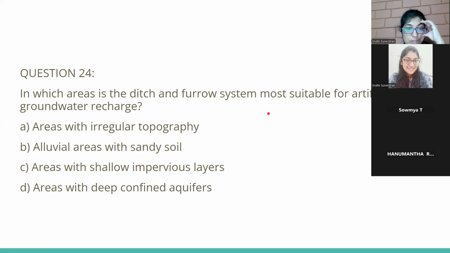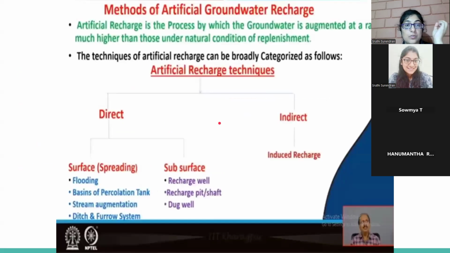I don't think you'll know those answers, so I'll move directly to the explanation. There are different methods of artificial recharge techniques, direct and indirect. Indirect has the surface method and the subsurface method. In the surface method, there are four methods: flooding, basins or percolation tanks, stream augmentation, and the ditch and furrow system. The question here is about the ditch and furrow system.